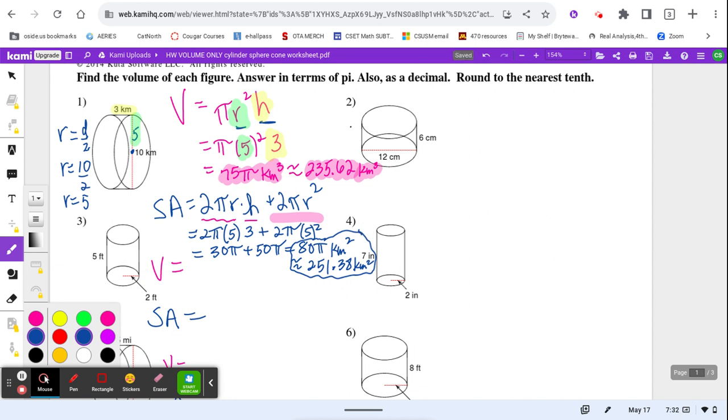All right, let's go do the next one. Notice in this one that they gave us the radius directly. We don't have to do any taking half of anything. The radius is 2.